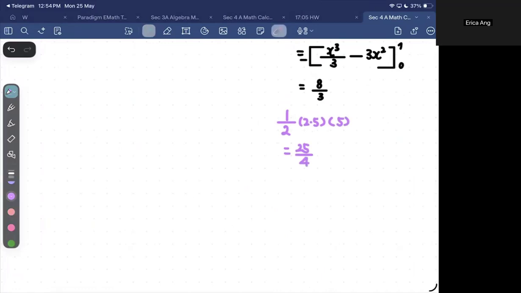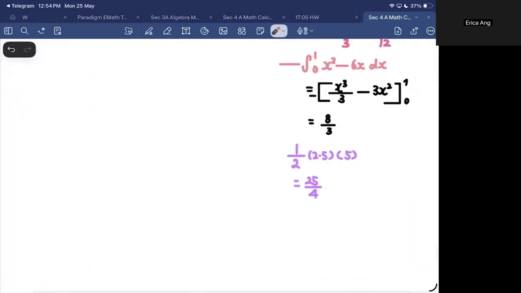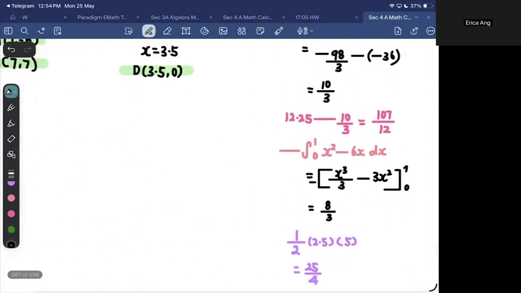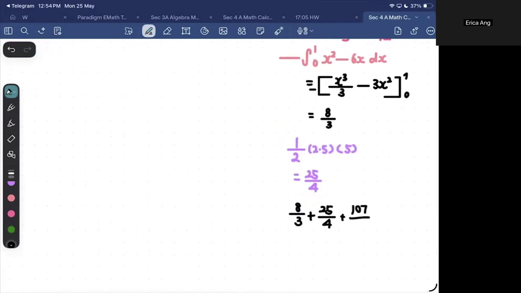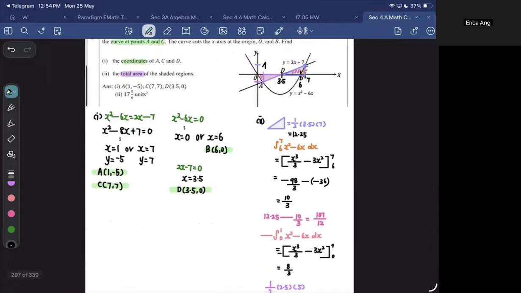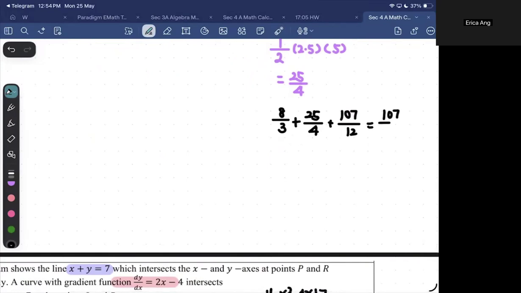So if I want this whole thing together, then I must add them together. I take 8 over 3 plus 25 over 4. Then plus just now the pink color one, which is the 107 over 12 one. So you add them together. So 8 over 3 plus 25 over 4 plus 107 over 12. Then eventually you will get 107 over 6. So just leave it like that, can already.